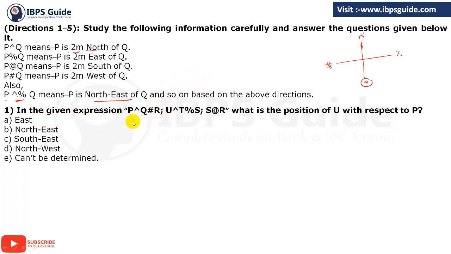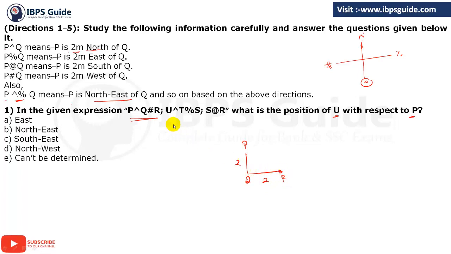In the given expression, this is the expression. Now what is the position of U with respect to P? For that we have to find out the position of U with respect to P. So first of all, let's see the information. P power Q means P is in the north of Q and it will be 2 meter. Next, Q hash R means Q is in the west of R, and it is also 2. Clear?